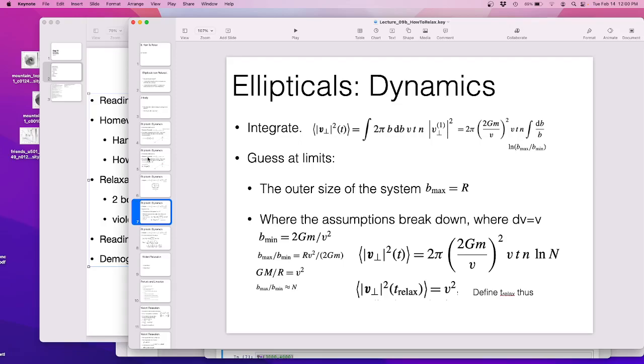So we say that b min is where the velocity changes by the velocity, so a 90-degree reflection. If it's closer than that, it's going to do something weird. So we'll just say that the closest it gets is when it's going to hook by 90 degrees. Turns out it doesn't really get closer than that very often. So b min, I'm going to say is 2GM over v squared. So this is hooking by 90 degrees.